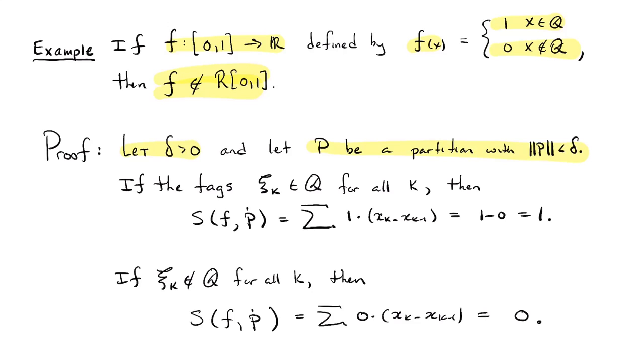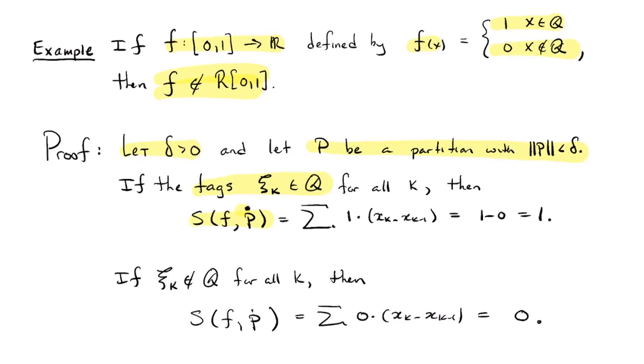The max length of any one of them is less than this number. Delta is an arbitrary positive number. Okay, well, by the density of the rational numbers, I could always tag that partition by choosing rational tags. Every subinterval in that partition contains rational numbers. I can pick a rational number for its tag.